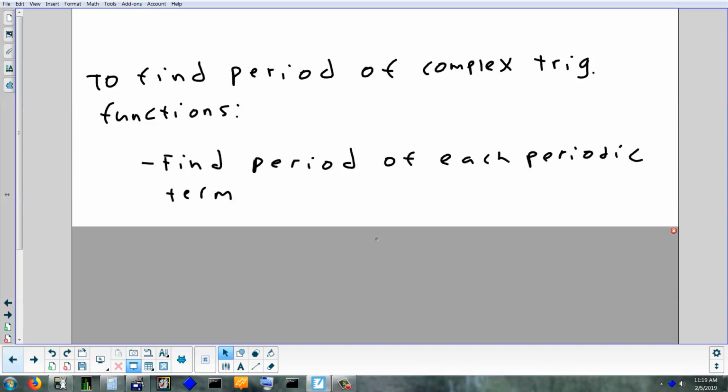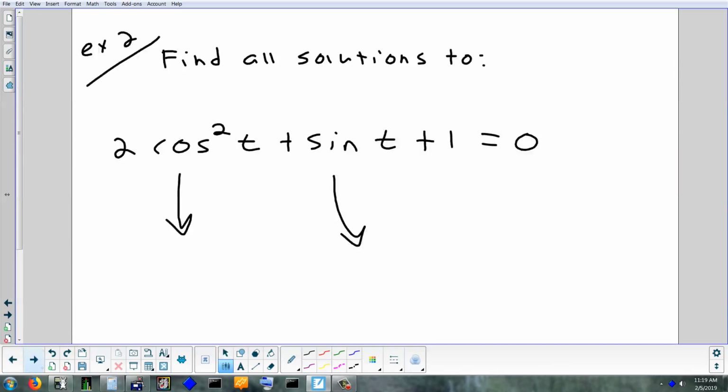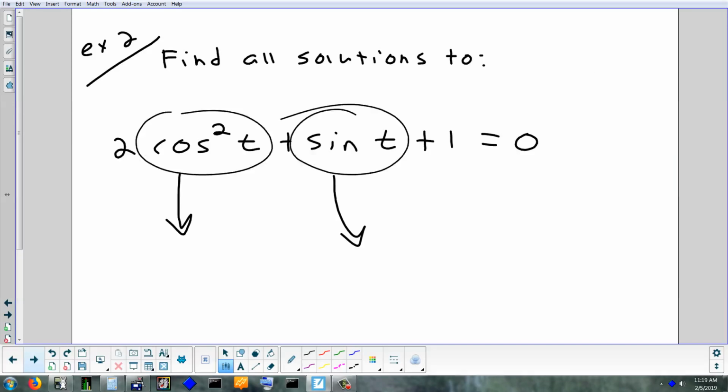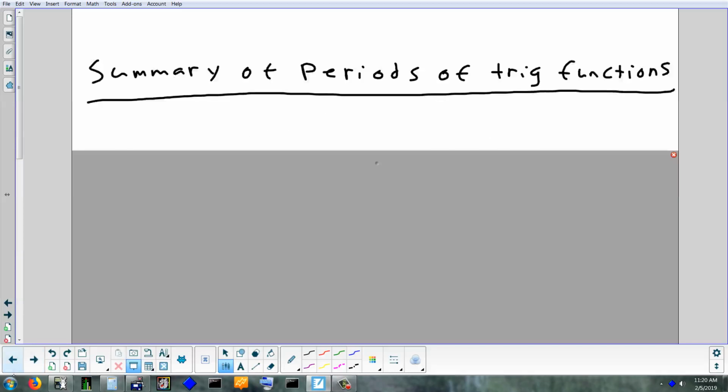So to find the period of a trig equation that has more than one trig term in it, start by finding the period of each trig term, or each periodic term. So if I look at this problem, I'm going to have to find the period of that, and the period of that. 1 is not a trig term. 1 is just a number, so there's no period for a number. So there's two periods you have to find.